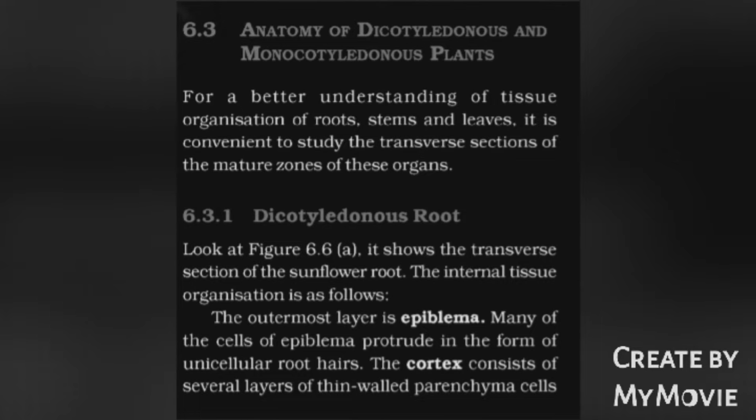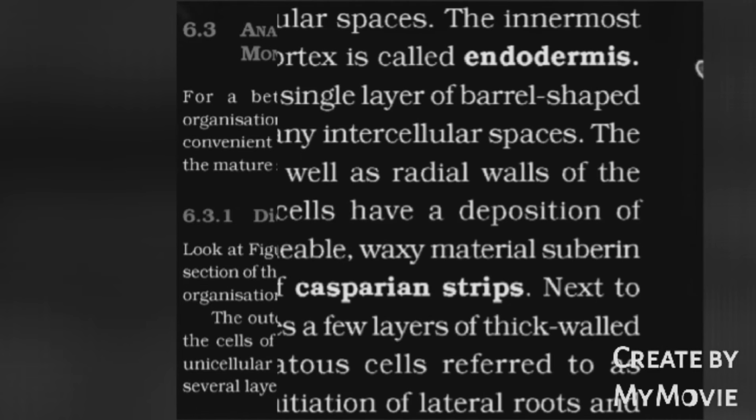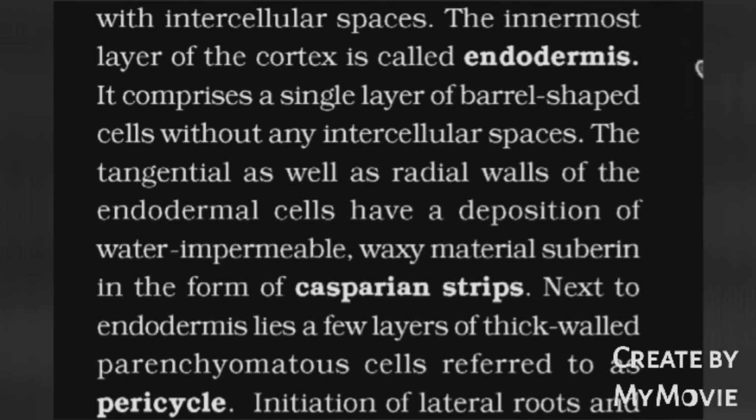It shows the transverse section of the sunflower root. The internal tissue organization is as follows. The outer layer is epiblema. Many of the cells of epiblema protrude in the form of unicellular root hairs. The cortex consists of several layers of thin-walled parenchyma cells with intercellular spaces. The innermost layer of the cortex is called endodermis.